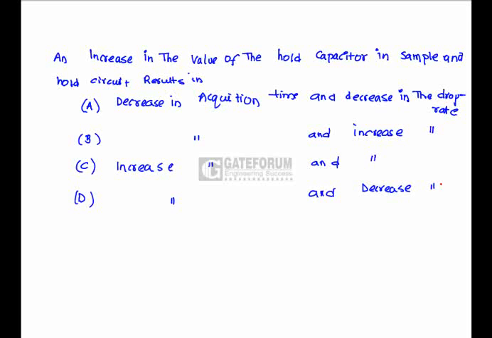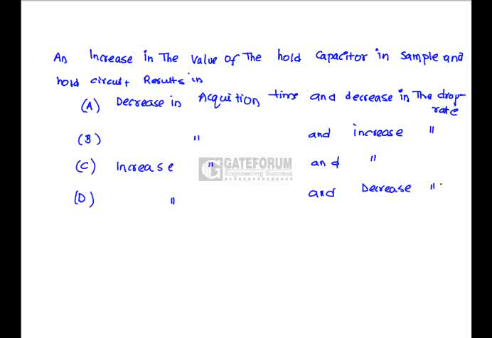Here the question is, an increase in the value of the hold capacitor in the sample and hold circuit results in option A, decrease in acquisition time and decrease in drop rate. Option B, decrease in acquisition time and increase in the drop rate.